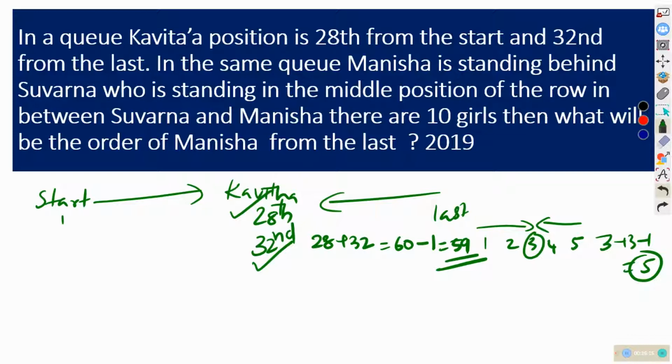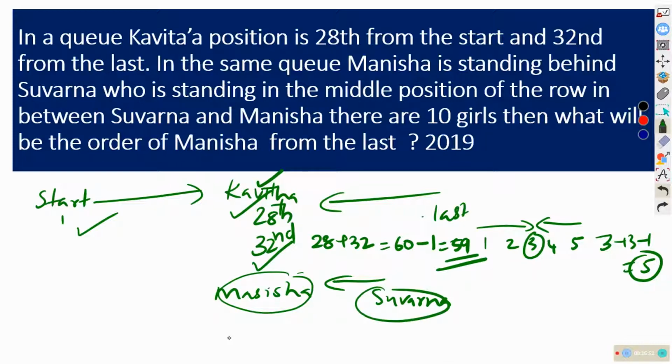Now it is given that in the same queue, Manisha is standing behind Suvarna. We only know Kavita's name; where is Manisha? We started counting from here, so this is the last. Manisha is standing behind Suvarna, who is standing in the middle position of the row.